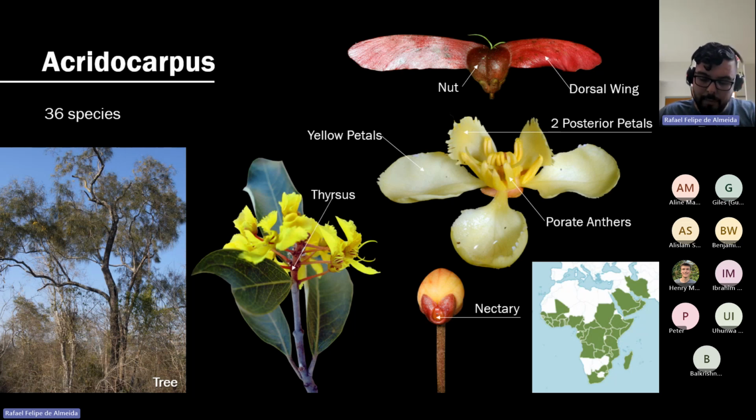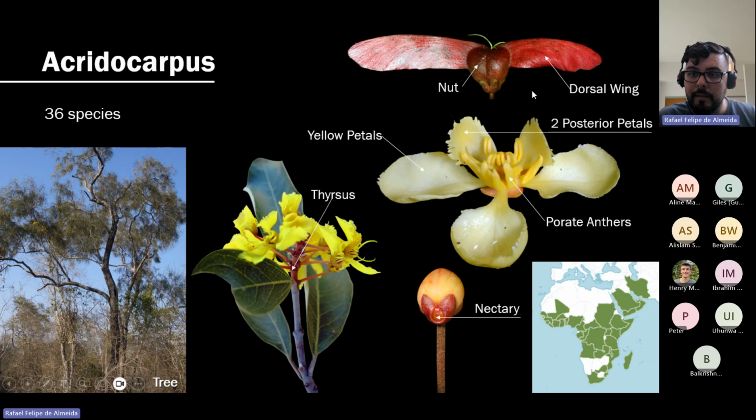I talked about wings instead of petals. Instead of having one posterior petal, they have now two posterior petals, okay, contrasting with the only one posterior petal of the neotropical species, giving the flower a really weird zygomorphic appearance, but different from the neotropical ones. And also, instead of having remote anthers, we now have porate anthers. So the pollen is released here from the anthers through a pore instead of the entire anther.